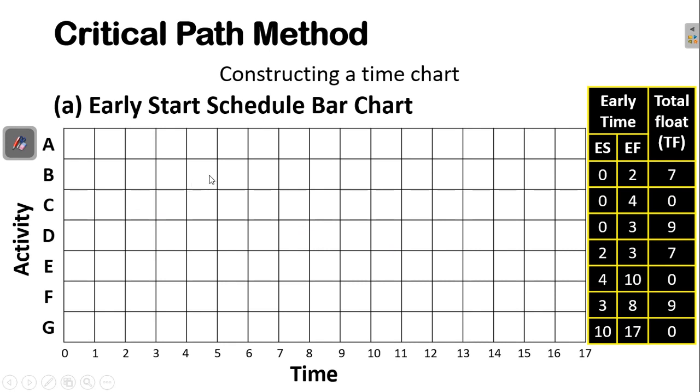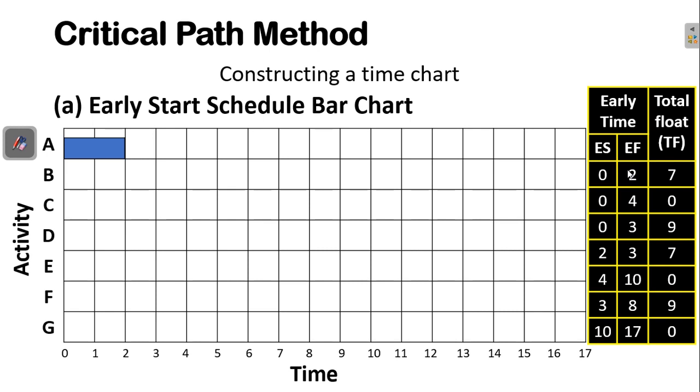So we are going to start with the activity A. So activity A's early start is 0, and it ends after 2 days. That means we are going to have this bar. And also this activity A has a total float of 7 days. That means this activity can be delayed for some days.